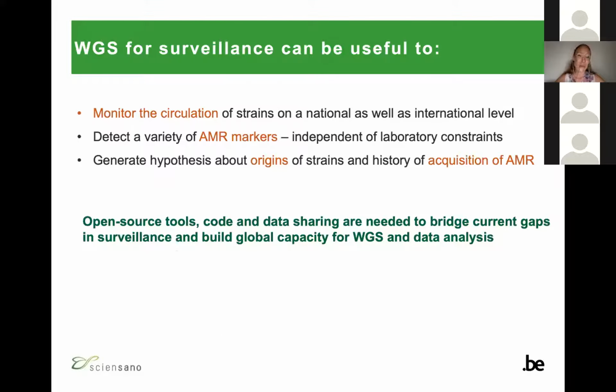Okay, with this, I hope I could show you that whole genome sequencing data for surveillance can be a useful tool to monitor the circulation of strains on a national, but also on an international level, useful to detect a variety of antimicrobial resistance markers independent of the laboratory methods and constraints, and to generate hypotheses about the origins of strains and the history of acquisition of AMR over time. And I want to highlight again, as the previous speaker, that I think open source tools and the sharing of code and data are really needed and are important to bridge the current gaps in surveillance and build global capacity for whole genome sequencing and data analysis.